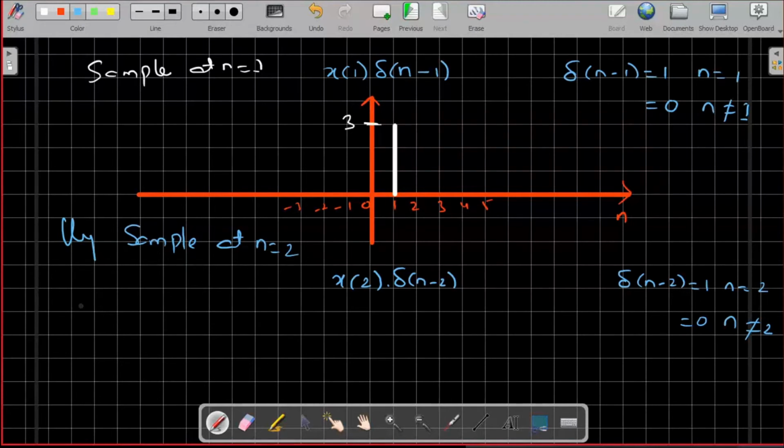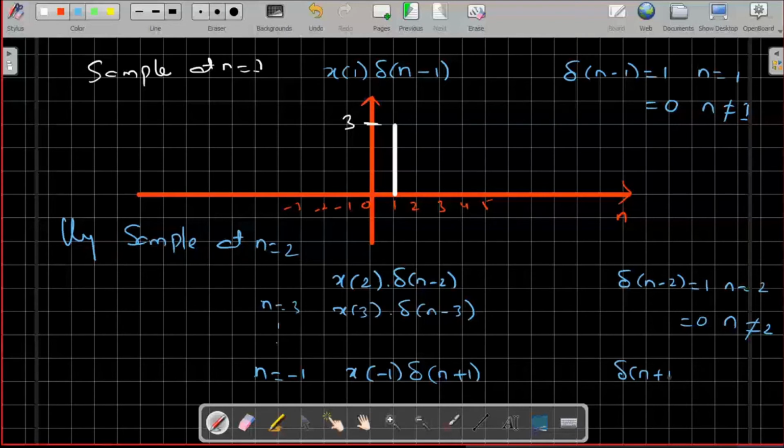and for the negative time, similar, and so on. At n is equal to 3, x of 3 into del of n minus 3 and so on. Okay, for negative times at n is equal to minus 1, the value is simply x of minus 1 into del of... Now your impulse signal is shifted toward the left side by one sample. So it is del of n plus 1. So the del of n plus 1 becomes 1 at n is equal to minus 1, and it is 0 for n not equal to minus 1. Okay. Now here individually you represent every sample as a function of impulse.